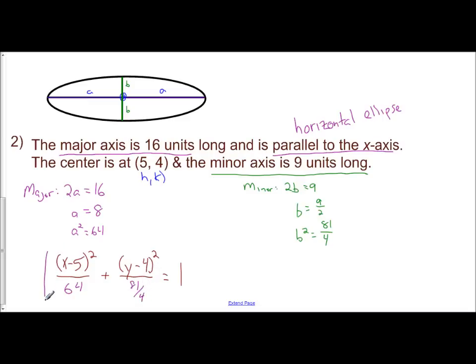And that is my standard form for the ellipse, represented by a major axis 16 units long, parallel to the x-axis, a center at (5, 4), and a minor axis that is 9 units long. This is why it's important to understand what the value of A is, what the value of B is, what the value of C is, not just rely on the formulas, but understand the concepts behind the formulas.